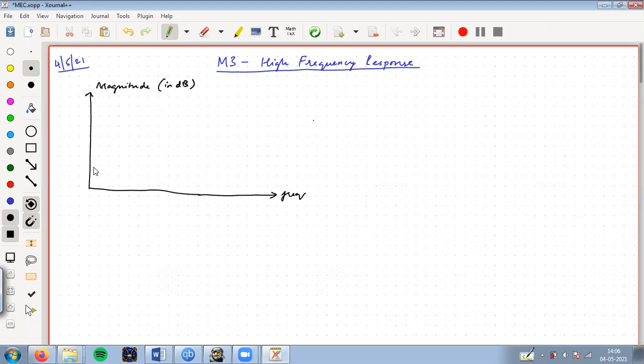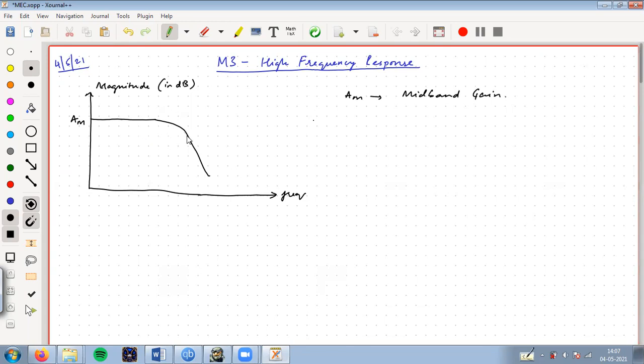All right. So when I take a typical frequency response of an amplifier, it will come out like this. This I will call AM. AM here means mid-band gain.